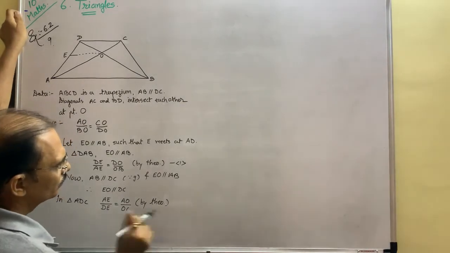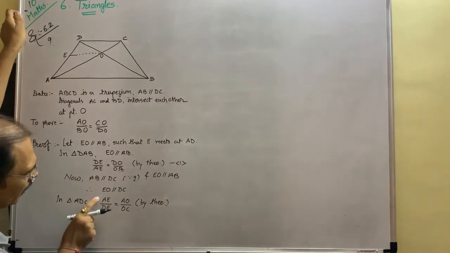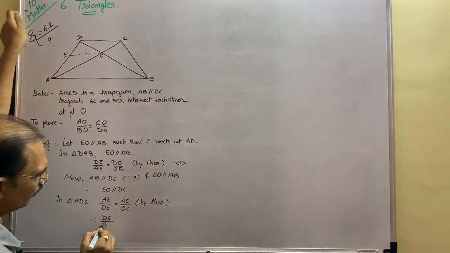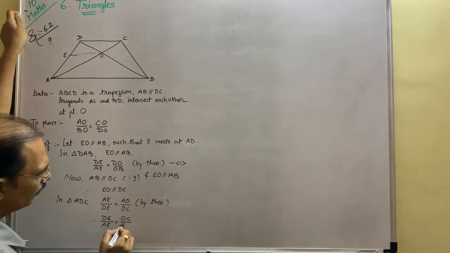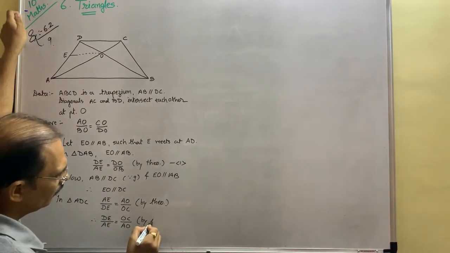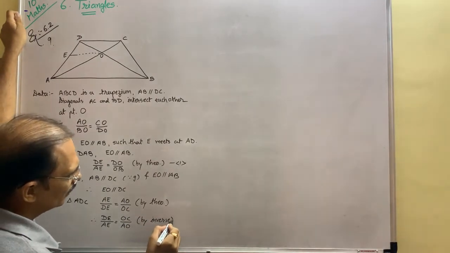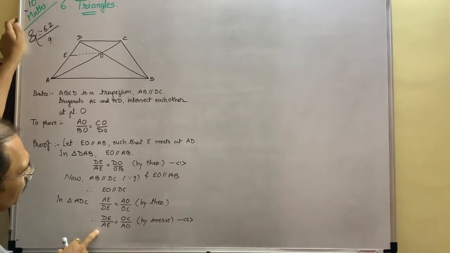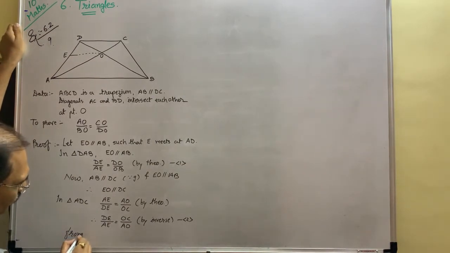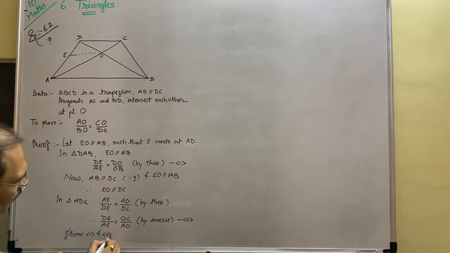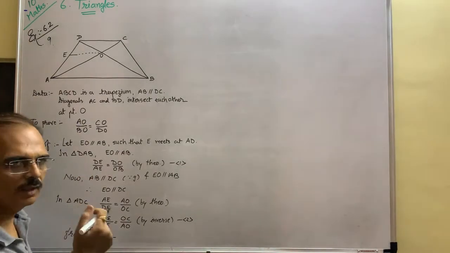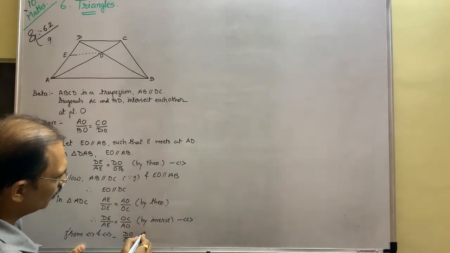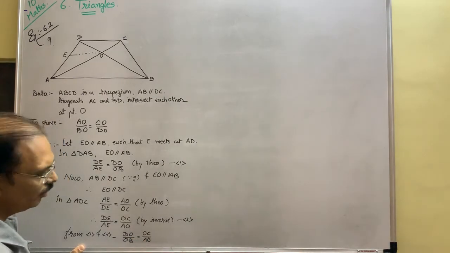Don't say result number 2 yet, because here it is DE upon AE and there it is AE upon DE, so you have to inverse it. So first I inverse: DE upon AE equals OC upon AO. Now say result number 2. So DE upon AE here, and here also DE upon AE. So from 1 and 2, compare this. Left sides are equal, so right sides are also equal: DO upon OB equals OC upon AO.